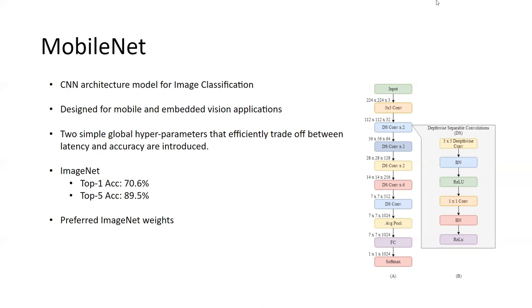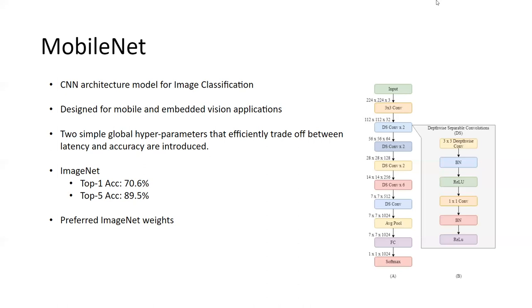MobileNets for mobile and embedded vision applications are proposed, which are based on a streamlined architecture that uses depth-wise separable convolutions to build a lightweight deep neural network. Two simple global hyperparameters that efficiently trade off between latency and accuracy are introduced. The core layer of MobileNet is the depth-wise separable convolution. The network structure is another factor to boost the performance. Finally, the width and the resolution can be tuned to trade off between latency and accuracy. On the right, you can see the architecture of MobileNet.